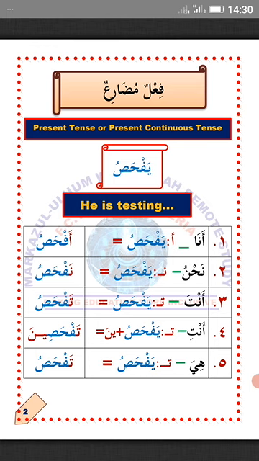Khamsa, number five. Hiya, she. So how do we change the verb yafhasu to suit hiya? All you need to do is to detach ya'un and attach ta'un. So the verb yafhasu will now become tafhasu, which means she is testing.